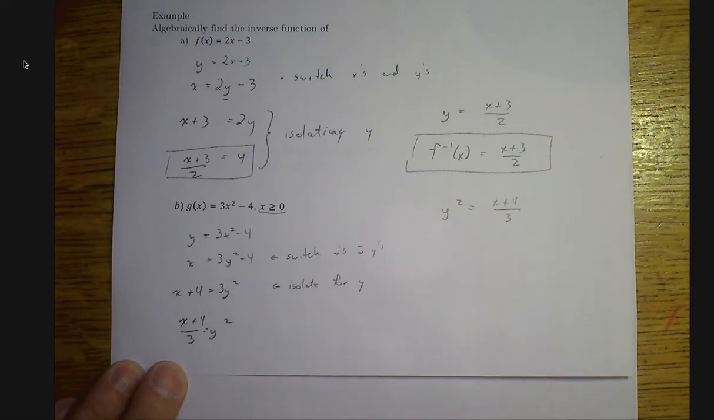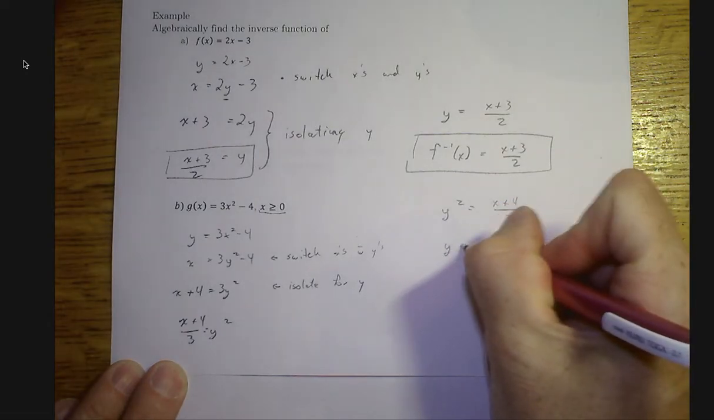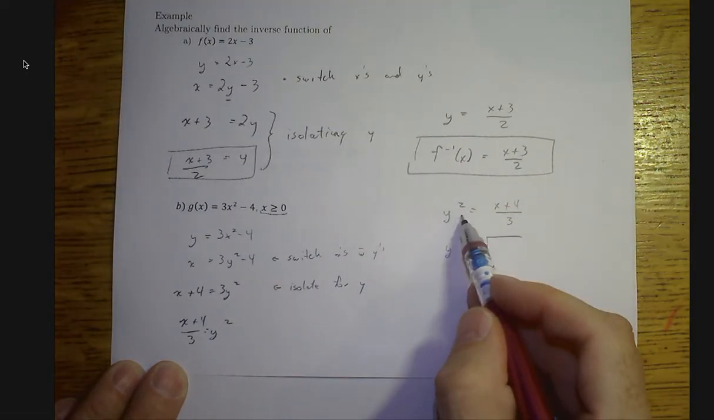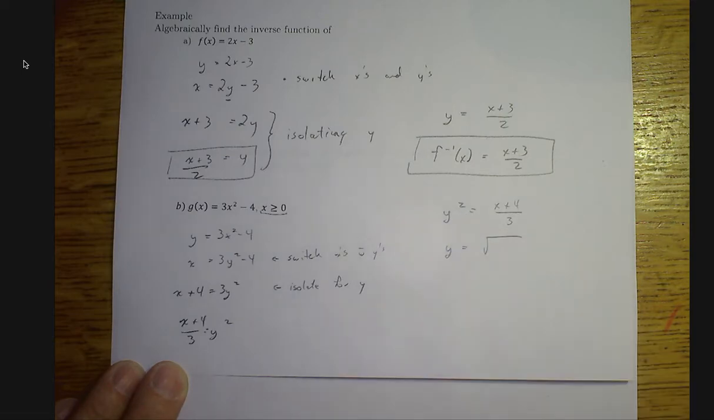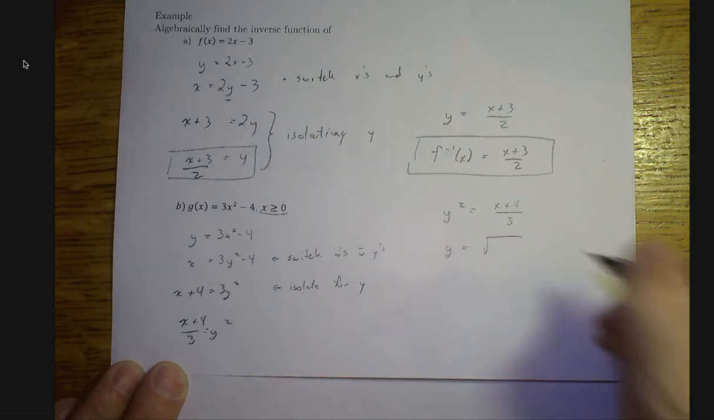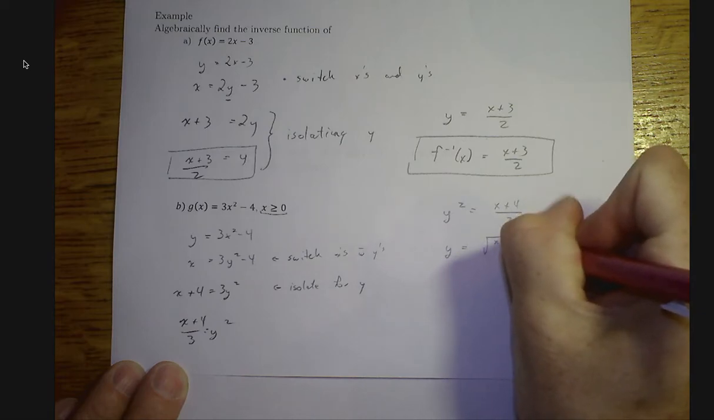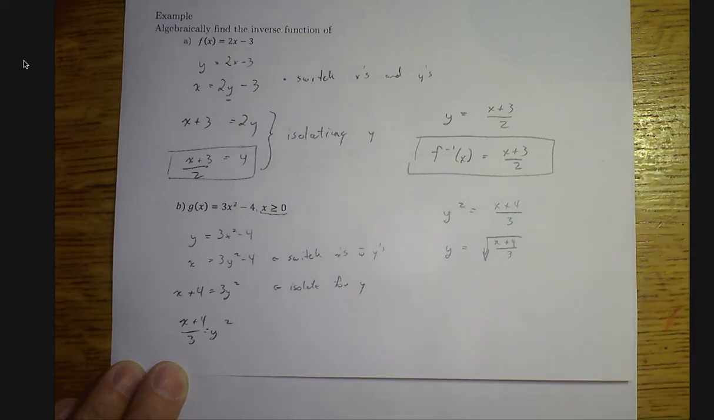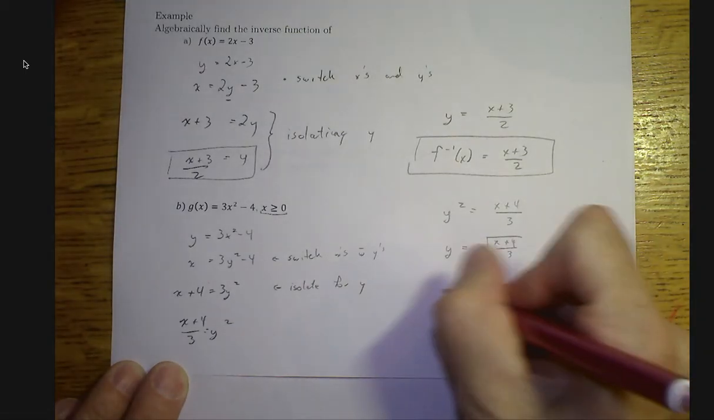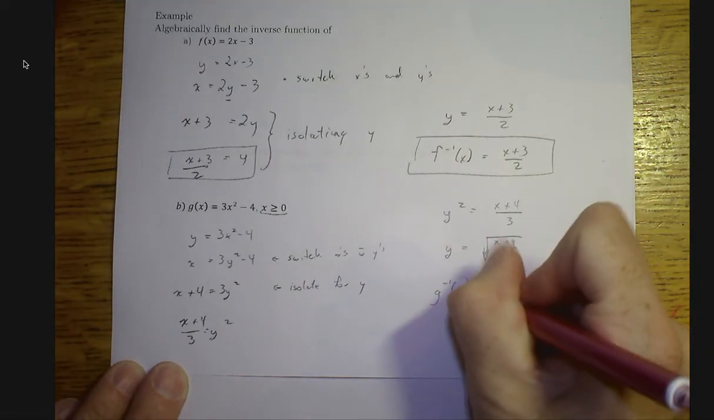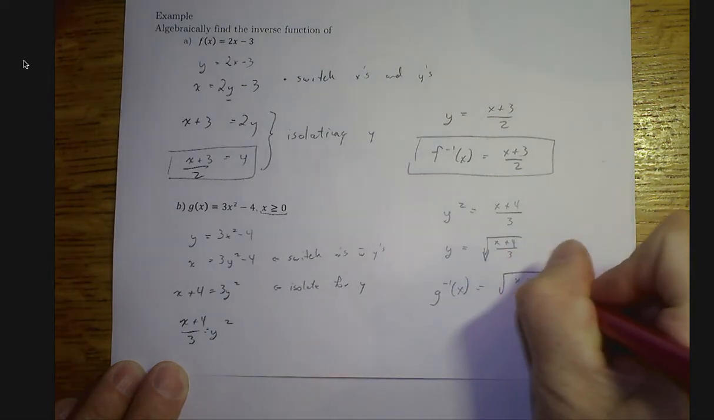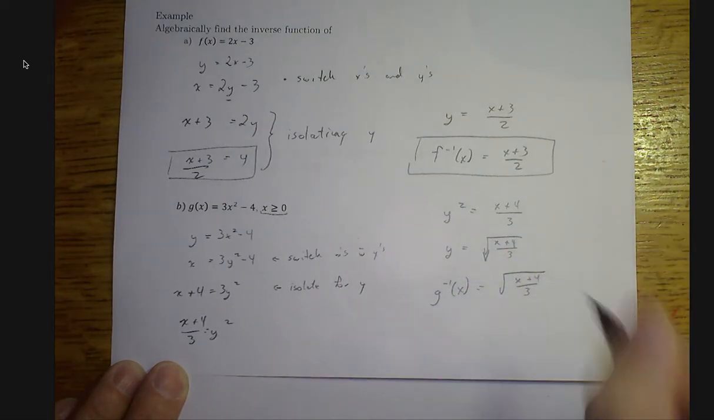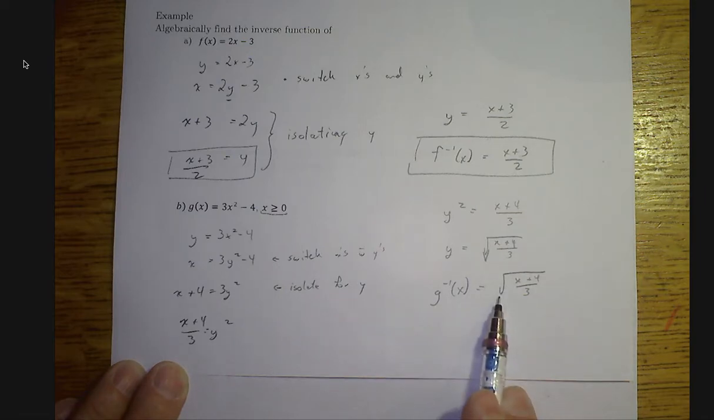Next thing I'm going to do, how do I undo squaring? That is, I have to take the square root of both sides. So if I take the square root of both sides, my final answer is the inverse of g is going to be the square root of x plus 4 all over 3. Make sure that square root goes all the way down to indicate that it covers the 3.